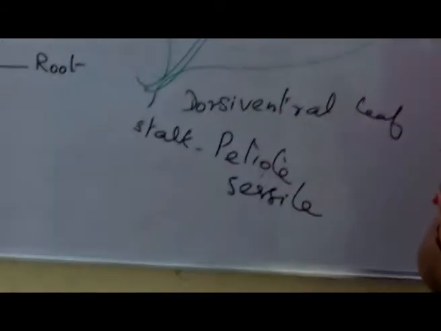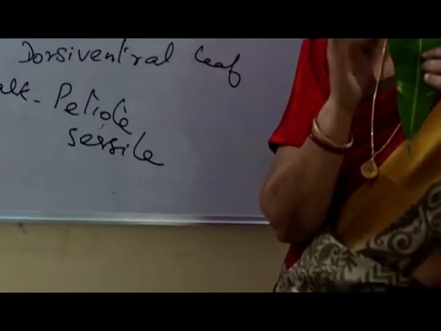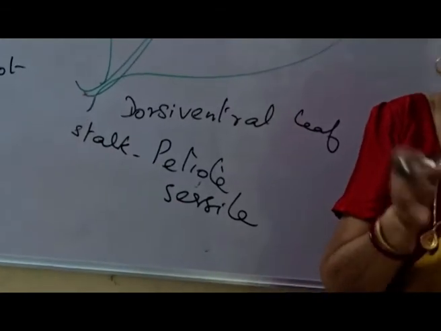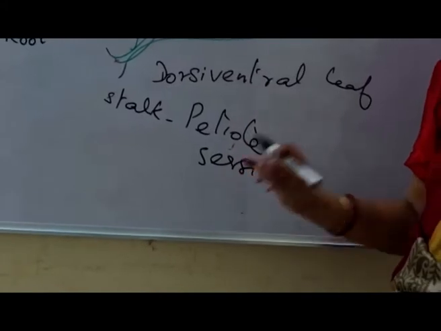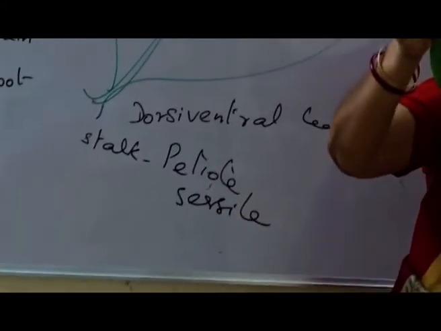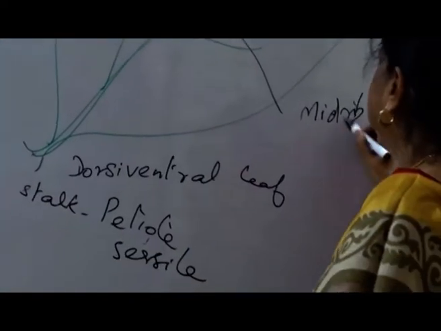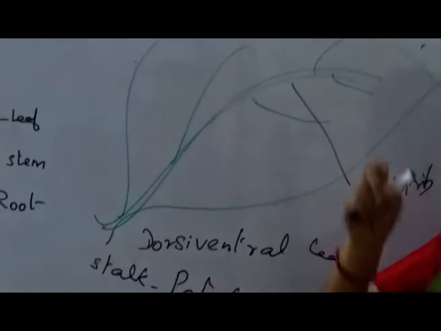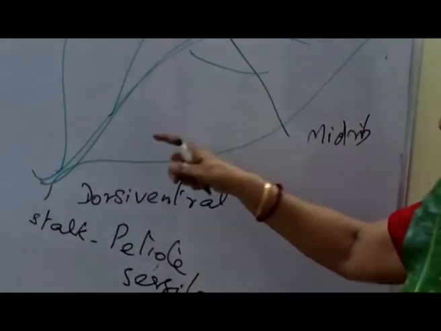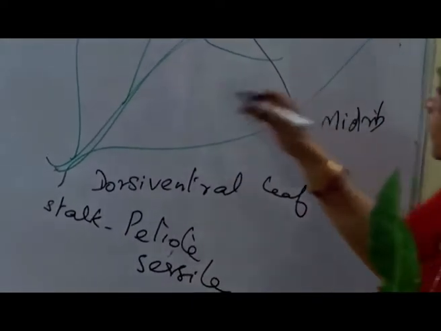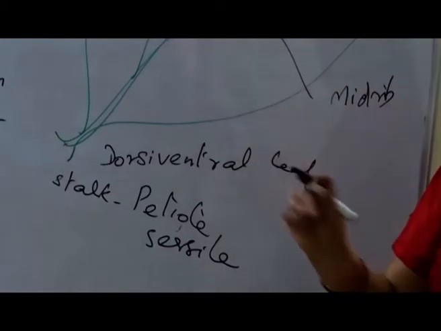I repeat, a dorsiventral leaf with the dorsal side and ventral side. The stalk of the leaf is called petiole. If petiole is absent, the leaf is said to be sessile. Now the center one, what runs here, it is called midrib. There is a central vein running from the petiole to the tip of the leaf, that is called midrib. And the midrib bears many lateral veins.